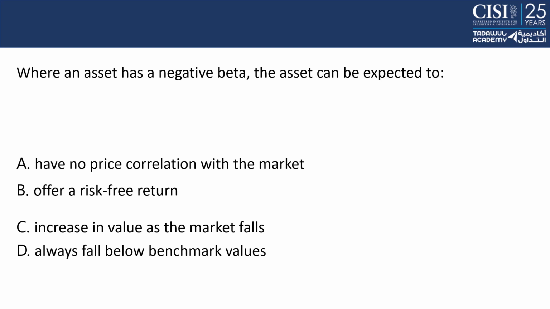All of you are saying D, why? Always fall below benchmark? No. If you have a negative beta, that means you move opposite direction to the market. It's like negative correlation. So increase in value if the market falls.